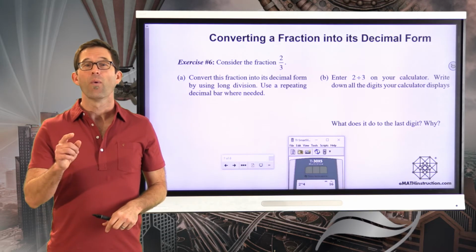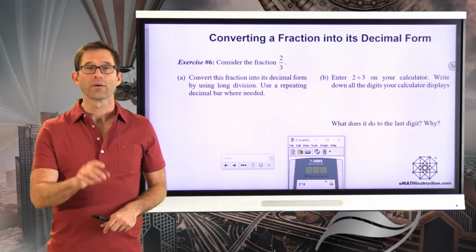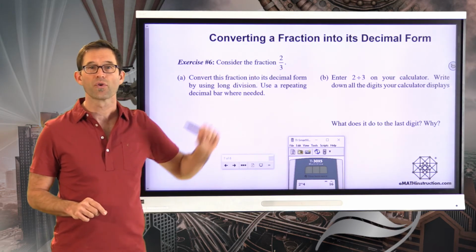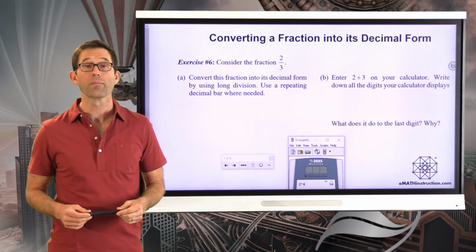All right. Why don't you go ahead and do this? Don't use your calculator, just use long division to convert 2/3 into its decimal form, and it will repeat, not terminate.